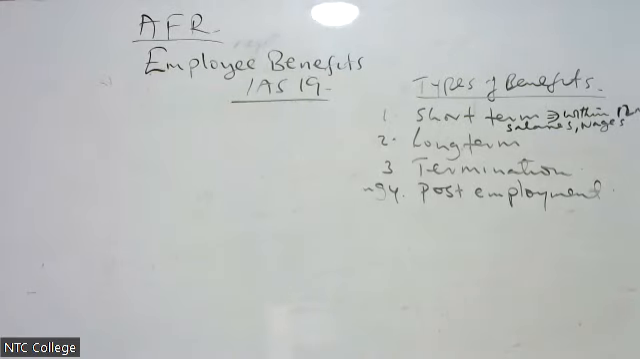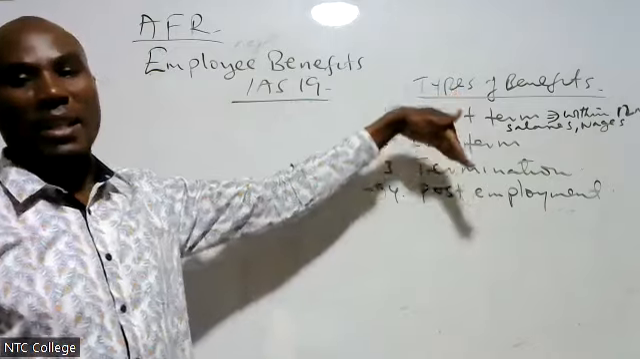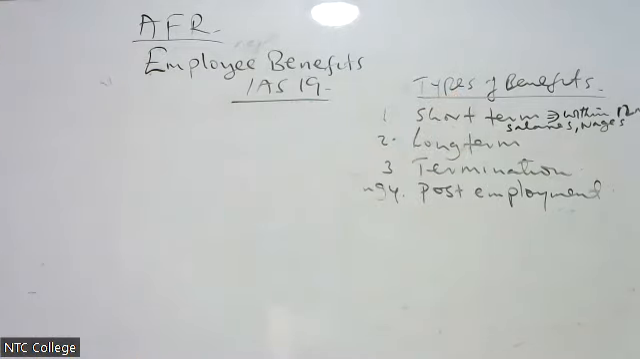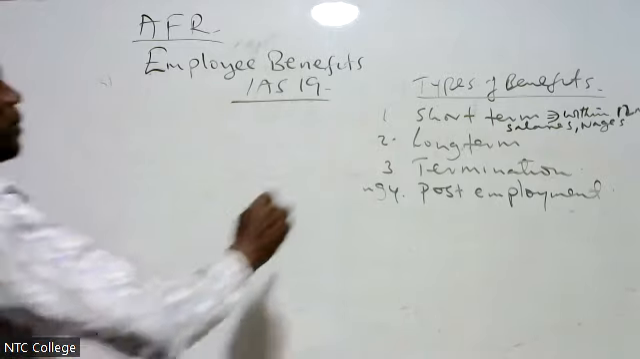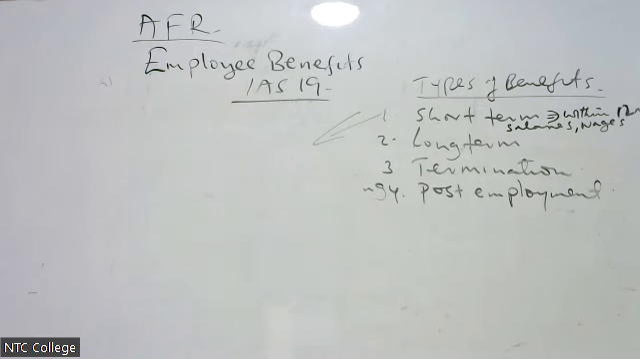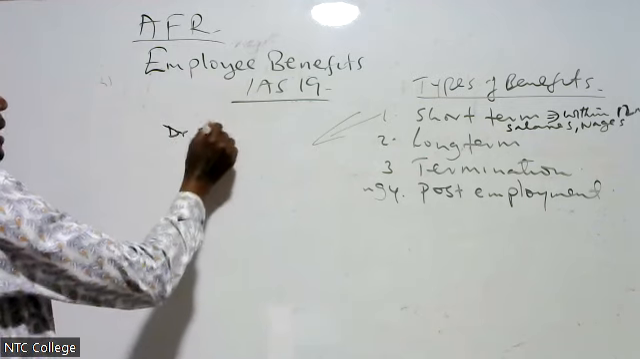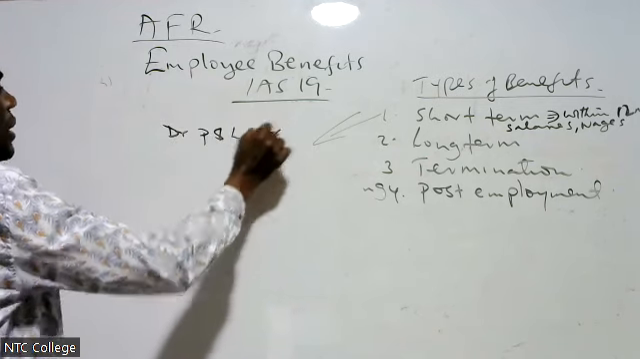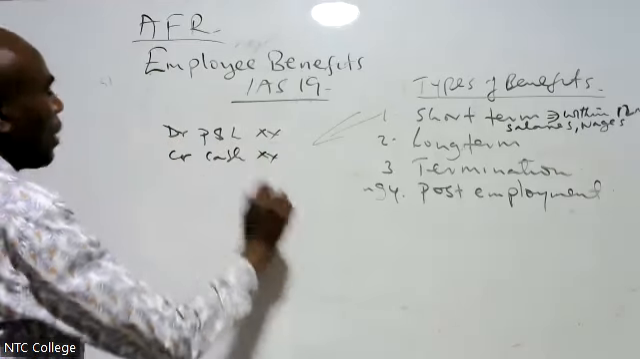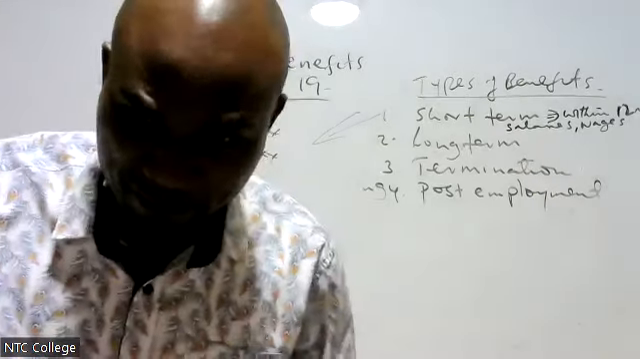What we are saying is we are interested much in the accounting part of these short-term benefits. Therefore, how does the employer account for this? Remember, this is an expense to the company. Therefore, the employer will have to debit P&L with the amount it is paying, then you credit cash. That is the accounting part. You charge it to P&L as an expense.